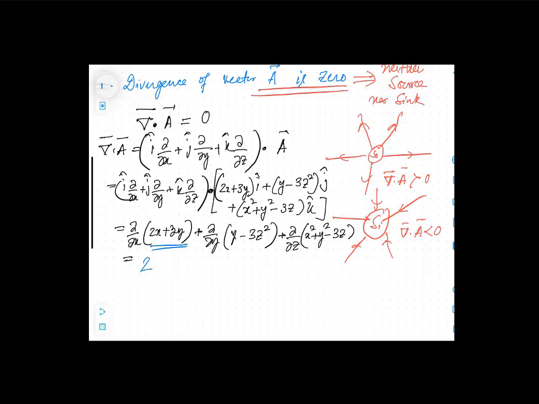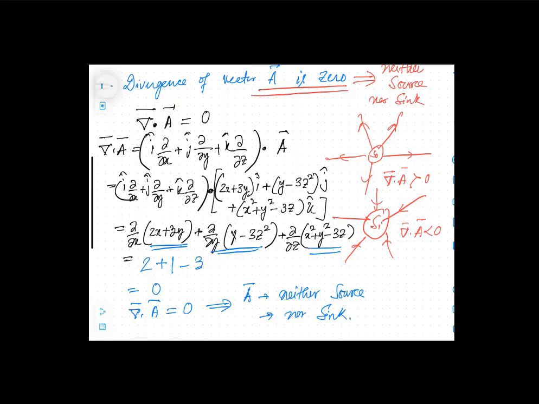So for this term, del x will give me 2 of 2x plus 3y. And the second one, del y of y minus 3z square will give me 1. And del z of x square minus 3z will give me minus 3. So that proves that divergence of vector A is equal to 0, which signifies that the vector A is neither source nor sink. This is a very important question.